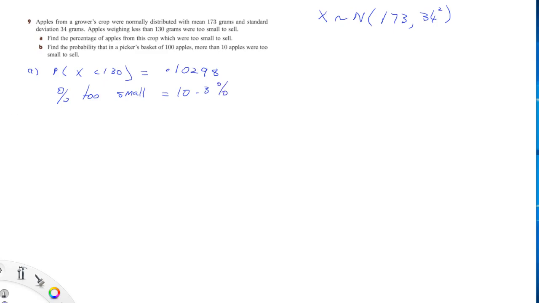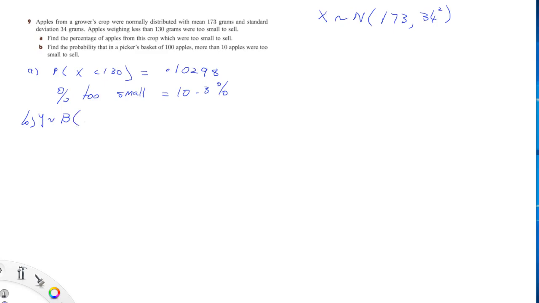So for part B, we find the probability that in a picker's basket of 100 apples, more than 10 apples were too small to sell. So this is turned into a binomial probability distribution because either they're too small or they're large enough. So we've got a binomial distribution. So the characteristic Y, we'll call it, is approximately distributed binomially.